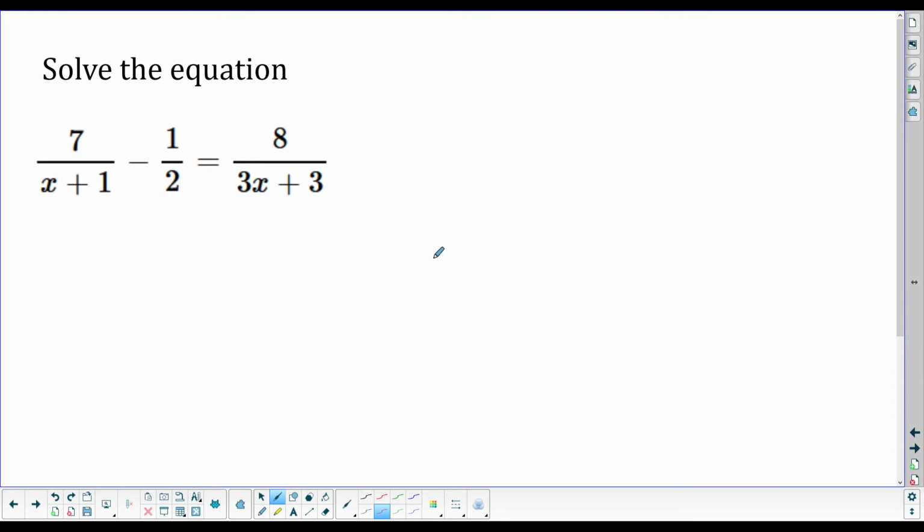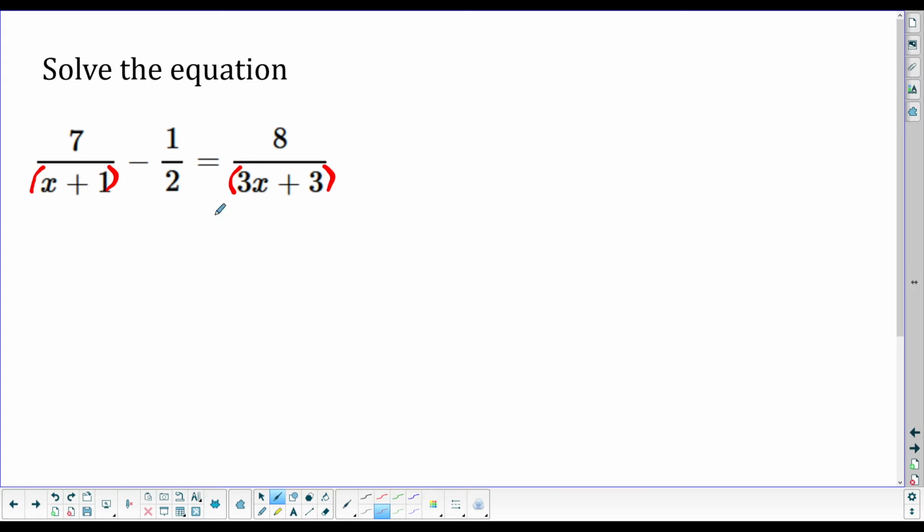Let's take a look at another example. This one's a little more complex. So instead of just having a variable in the denominator, we actually have a binomial in the denominator. And remember that I have to treat each one of these things as a unit here. So that denominator here is x plus 3. This denominator here is x plus 1. This denominator here is 2.